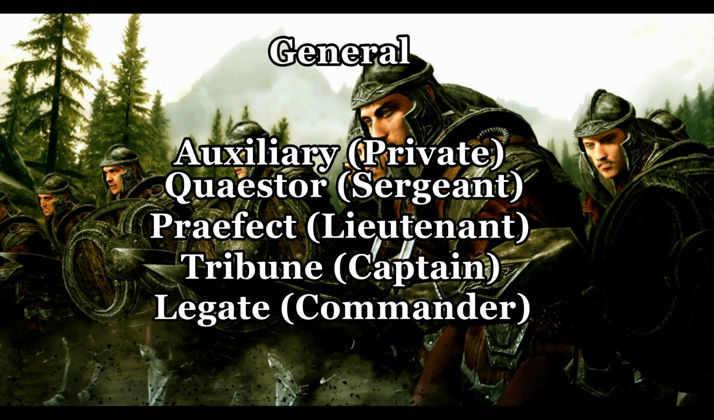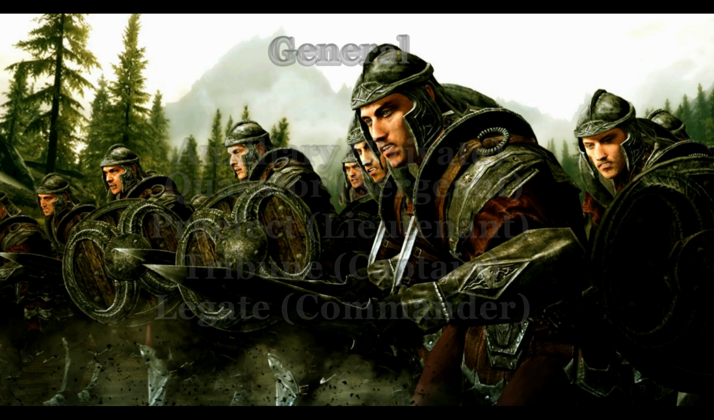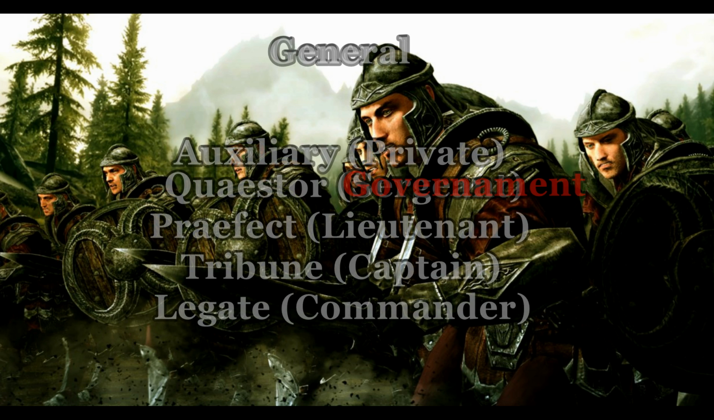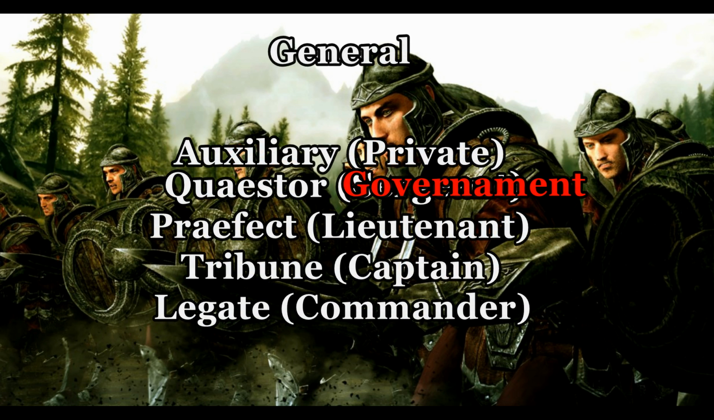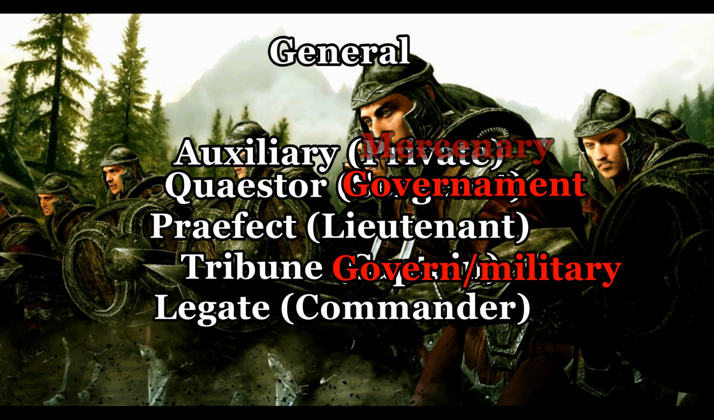So comparing these ranks to the actual Roman ones, we have to say that, for example, the Questor was a government rank in real Roman times. It had nothing to do with the war. The tribunes can be both government or military. The auxiliaries in Roman times were basically foreign soldiers. They were not Roman citizens, they were not part of the legion, and they basically served alongside the legion and bolstered its forces. So traditionally, for example, the cavalry of the legion was mostly auxiliary, whereas in Skyrim an auxiliary is just, as you know, the first rank of the legions.